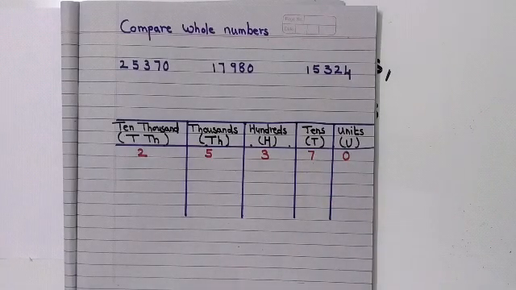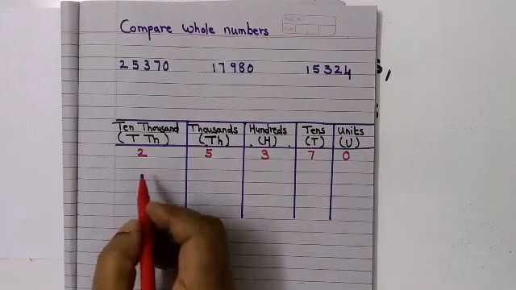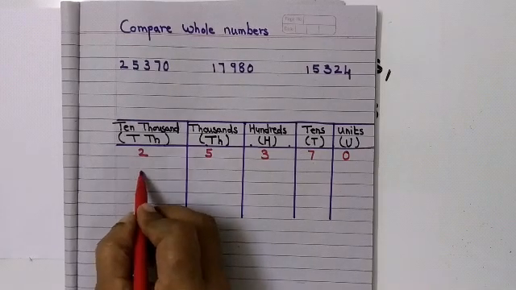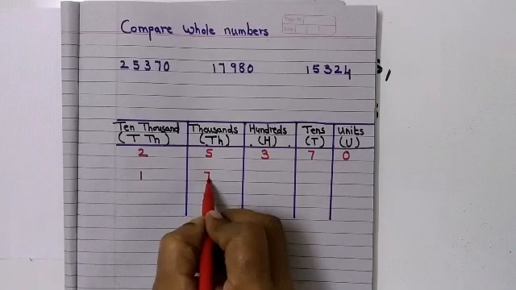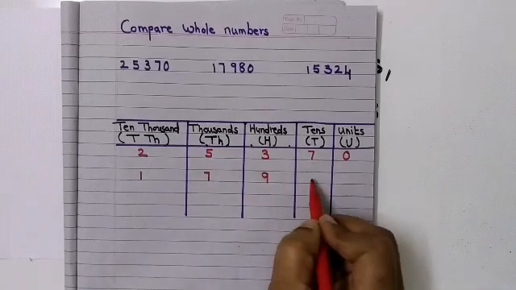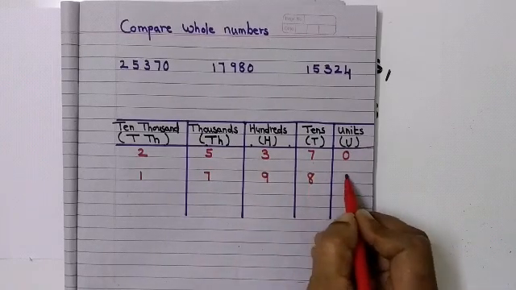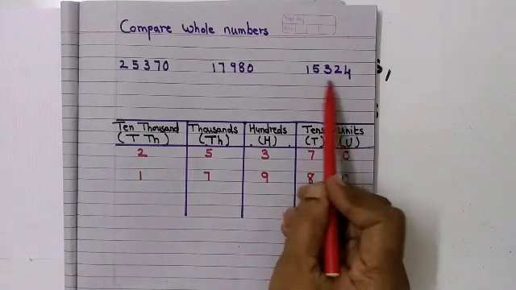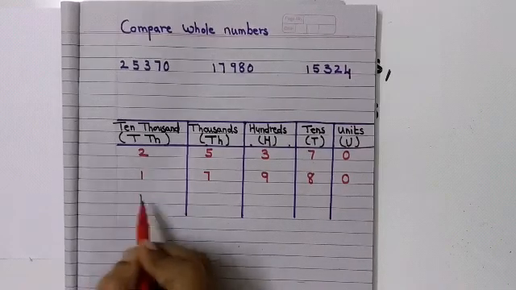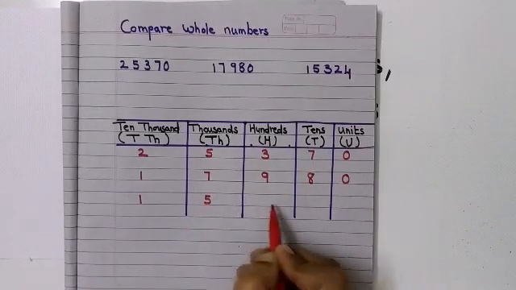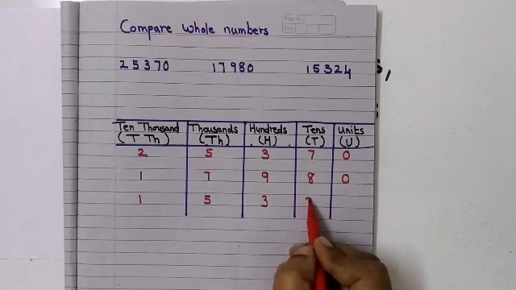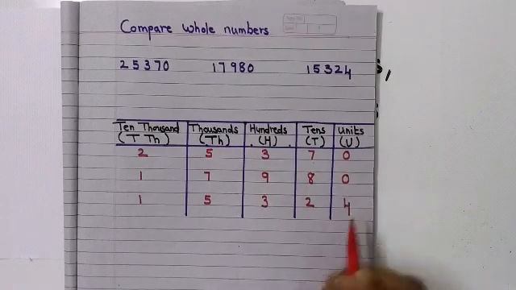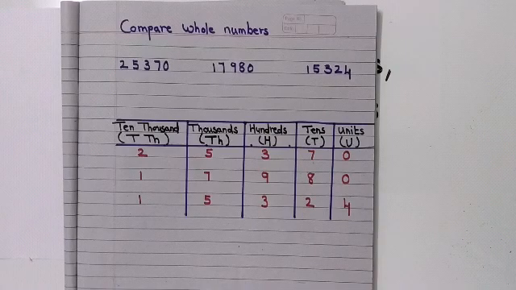Now which is your second number, children? 17,980. So I need to write this over here. 17,980. Right? And finally this is my third number. So I will write here hundreds place, tens place and units place. So I have put in my place value.